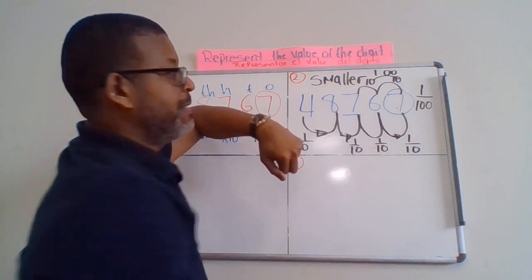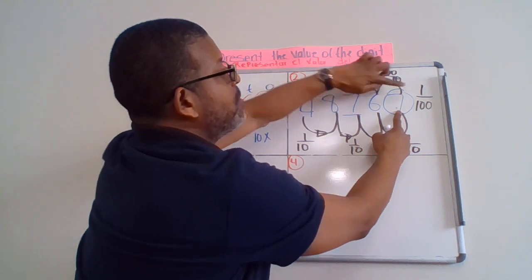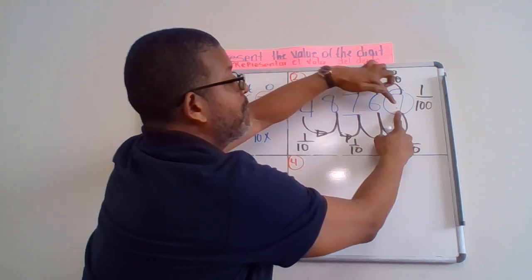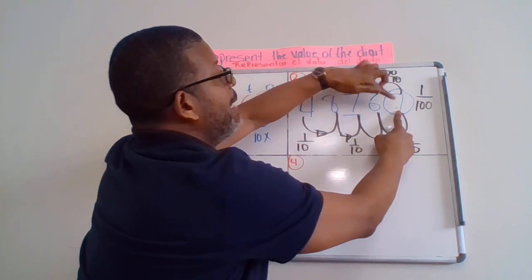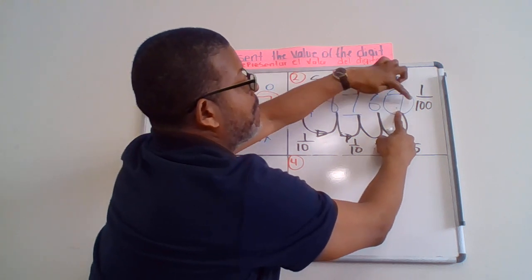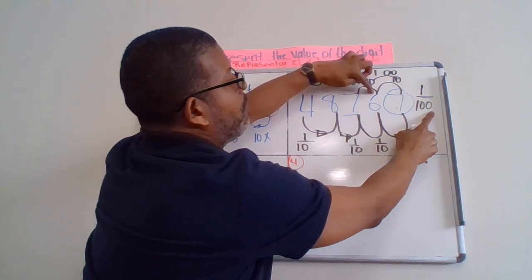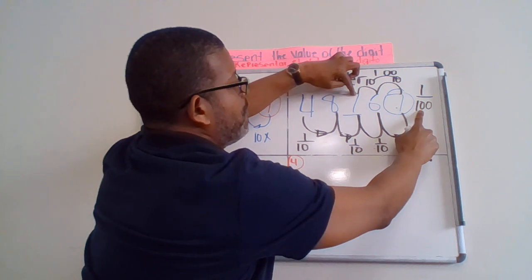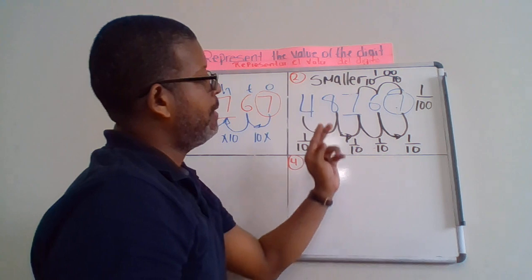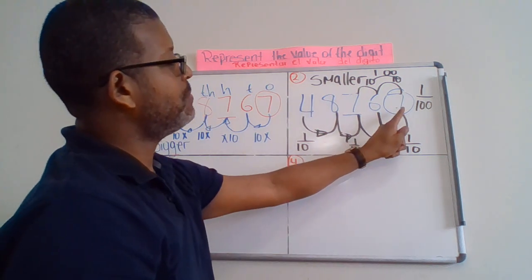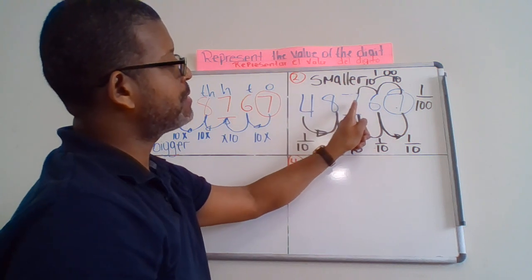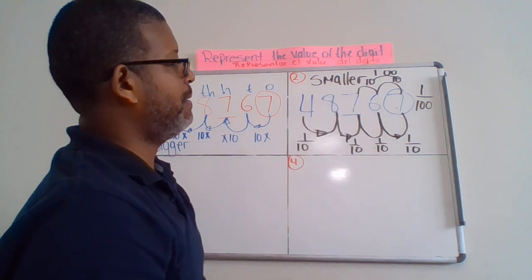So repeat, this 7 is 100 smaller than this 7 because of the 1 and 2, and every jump that we do represents a 0. So one jump for one 0 and the other jump for the other 0. That is 1/100th. And that's the way this 7 is 100 smaller than this 7.